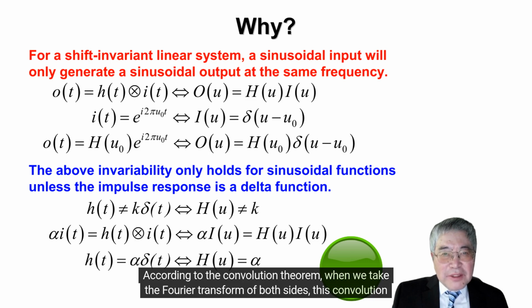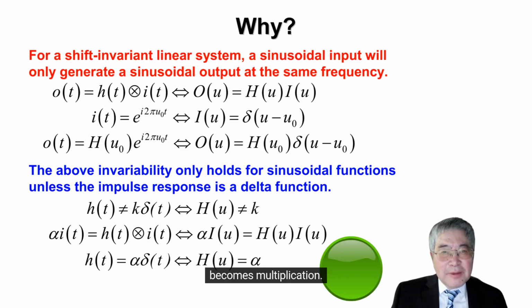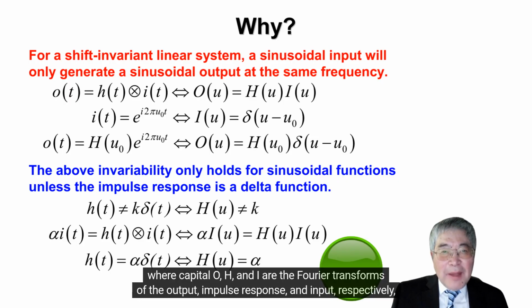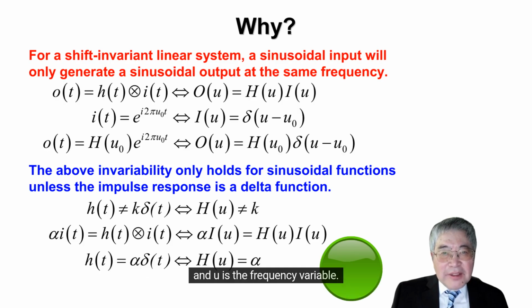According to the convolution theorem, when we take the Fourier transform of both sides, this convolution becomes multiplication. So we have capital O(u) = capital H(u) times capital I(u), where capital O, H, and I are the Fourier transforms of the output, impulse response, and input, respectively, and u is the frequency variable.